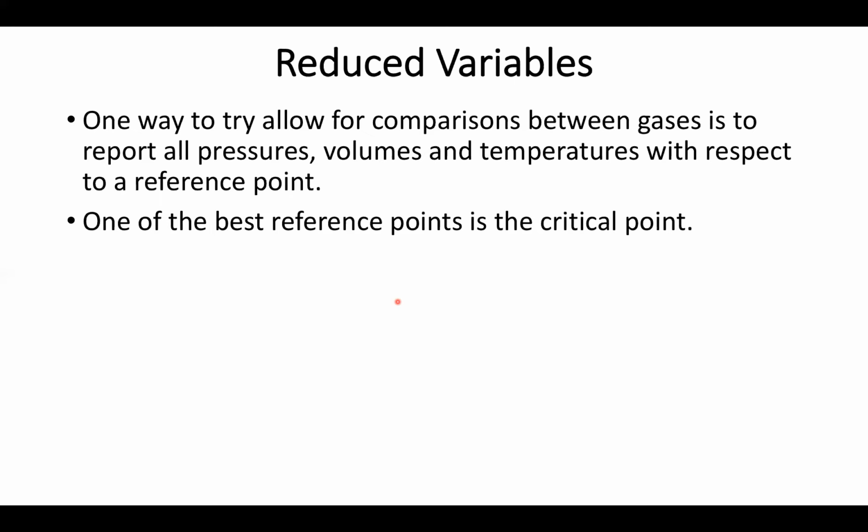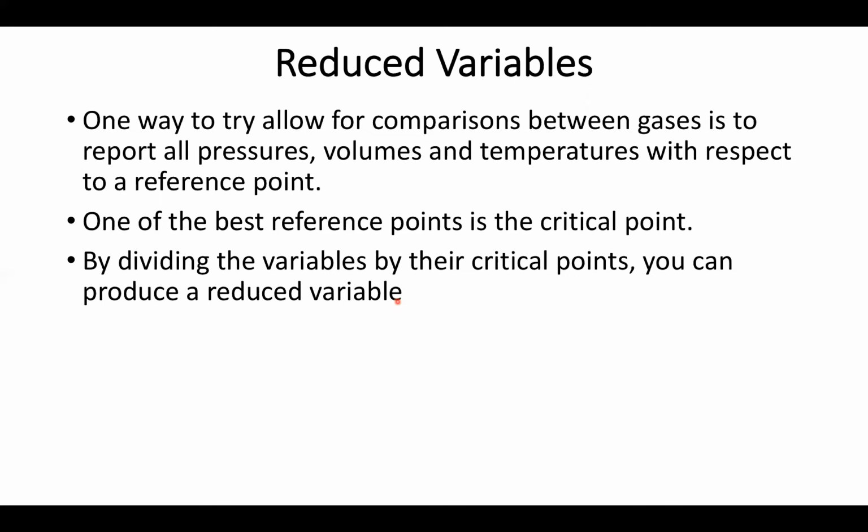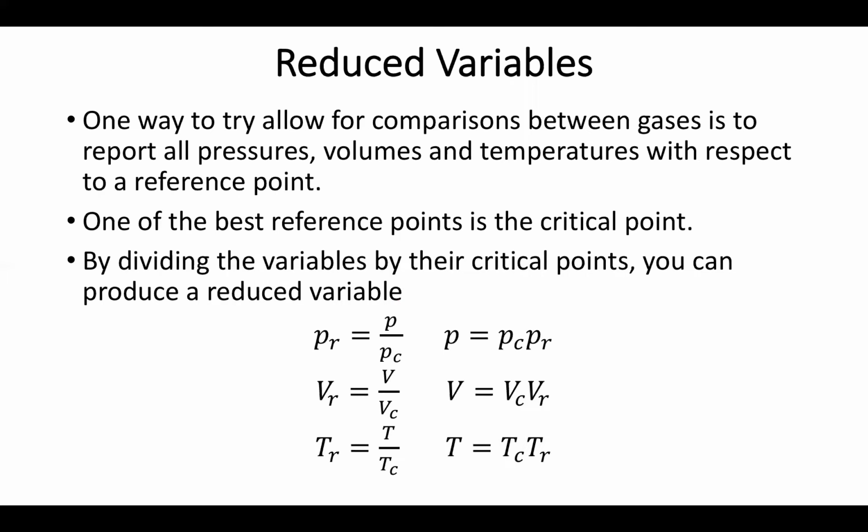So what we can do is try and take our variables, so our pressure, volume, and temperature, and divide them by their respective critical conditions: critical pressure, critical volume, and critical temperature. And this produces our reduced variables. So for example, our reduced pressure can be given as the pressure of the system, so the pressure that we measure, divided by the critical pressure. And the same thing for volume and temperature. And it turns out that if something is reported in the reduced form, simply by looking up the critical points, you can get your system back in terms of pressure, volume, and temperature.